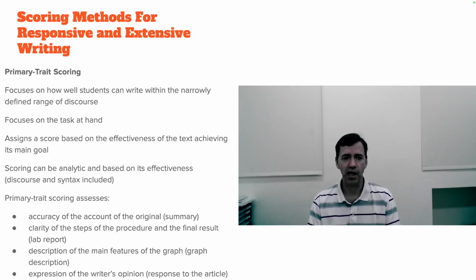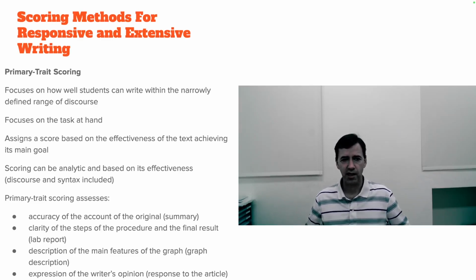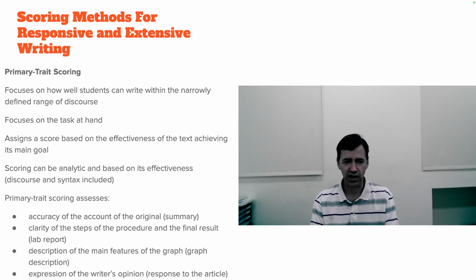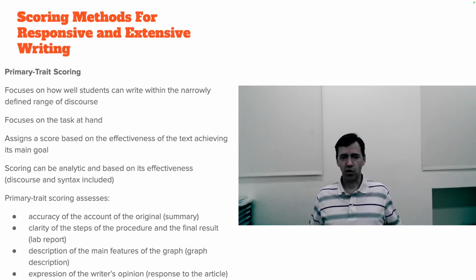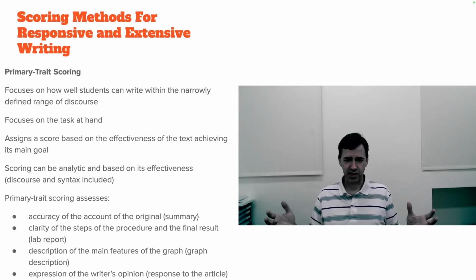This focuses on how well students can write within the narrowly defined range of discourse. So what that means is it focuses on the task at hand and assigns a score based on the effectiveness of the text achieving its main goal. Now, in this type, scoring can be analytic and based on its effectiveness. So maybe the discourse and the syntax are included.